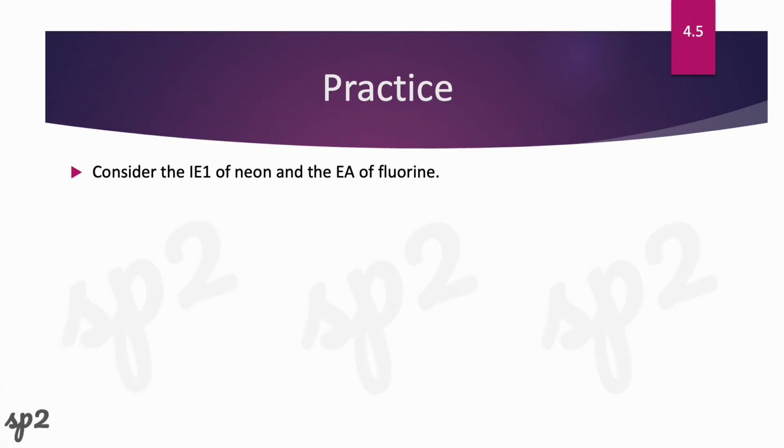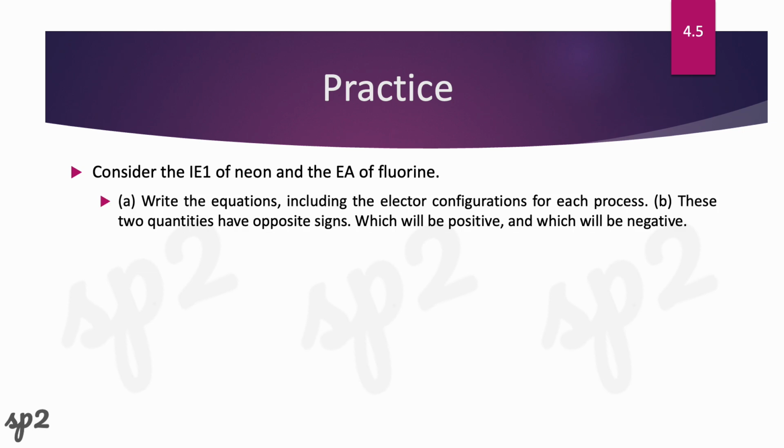Okay, that brings us to our practice. Consider the first ionization energy of neon and the electron affinity for fluorine. We try to write the equations for both of these, and we put in the electron configurations to understand the energy change. There are going to be two opposite signs for these two energies, and we'll put them in the proper sign as well.